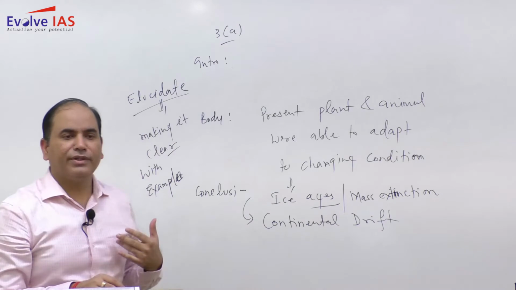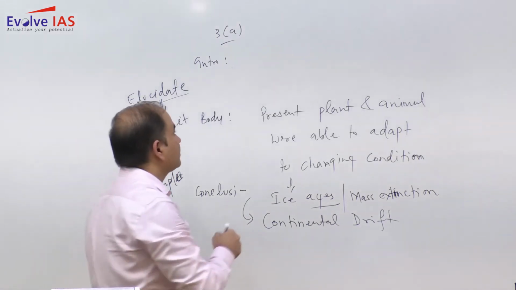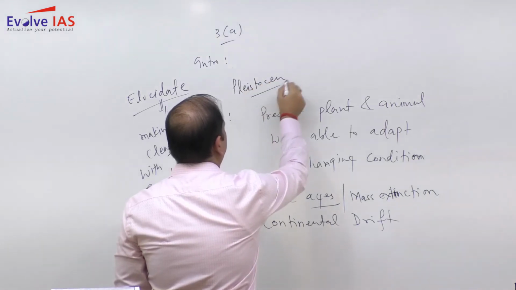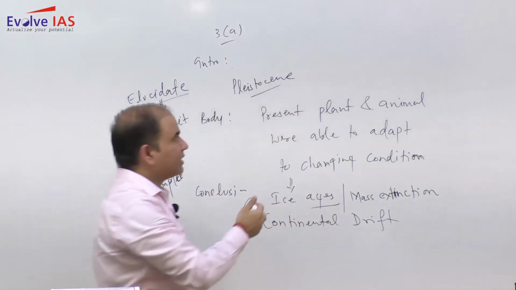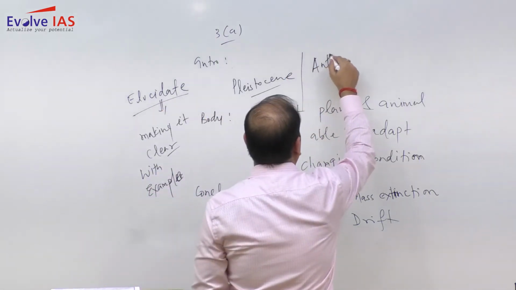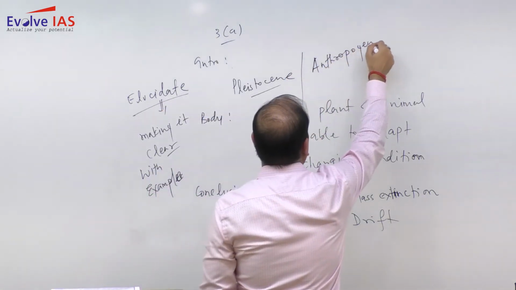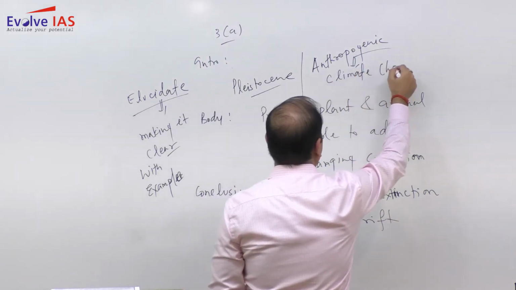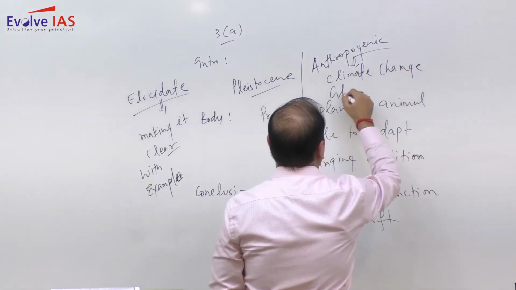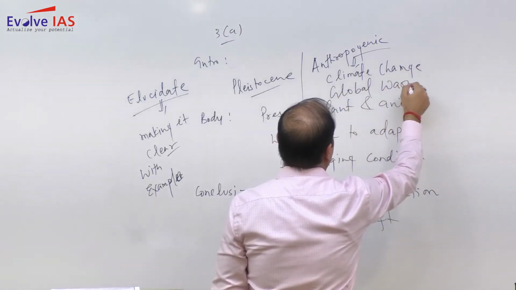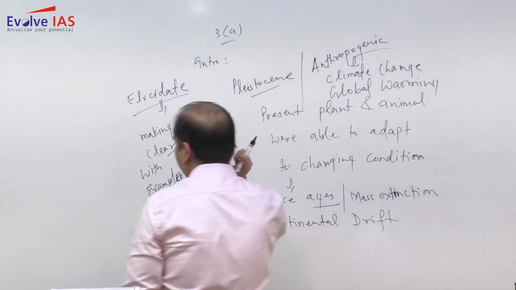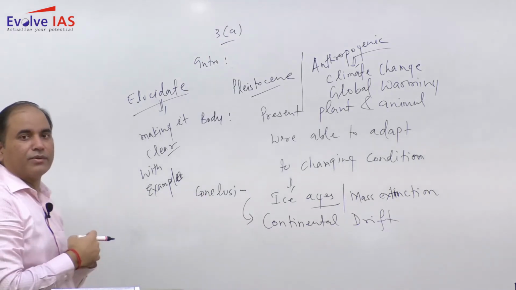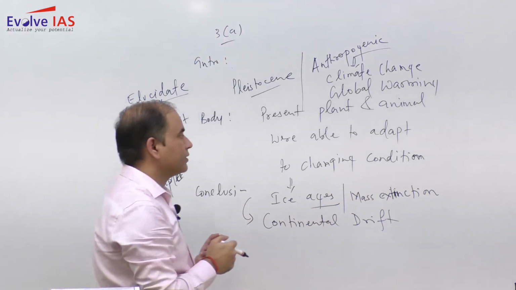So all these things you need to write. You need to write about the Pleistocene ice age. You can give references in the present time period, anthropogenic examples like climate change, global warming. So you can give the role of climate change also, global warming also, about this.